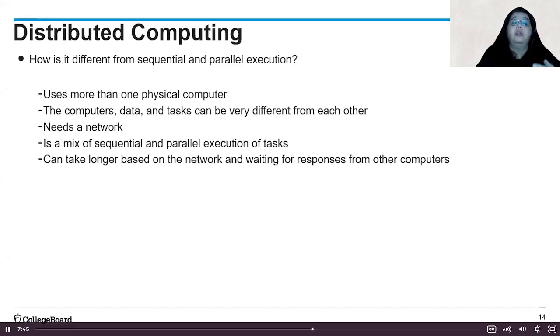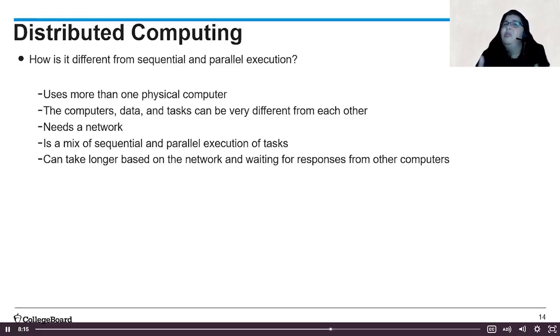So distributed computing, how is it different from sequential and parallel computing? Well, you're going to use more than one physical computer, because remember, this is where you're going to use the network. This is where you're going to call on other computers. It needs a network. So it's a mix of sequential and parallel. Now, the irony of distributed computing is it could take longer, because what if your network's down? Remember when we talked about networks? What if everyone's hopping on the highway, slowing things down?